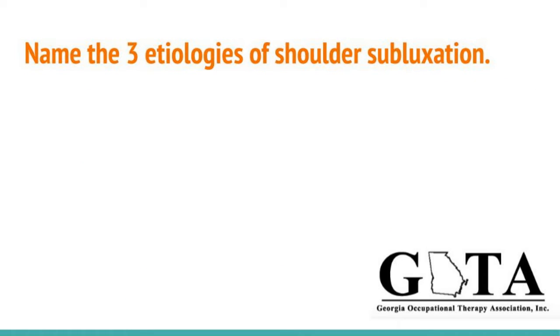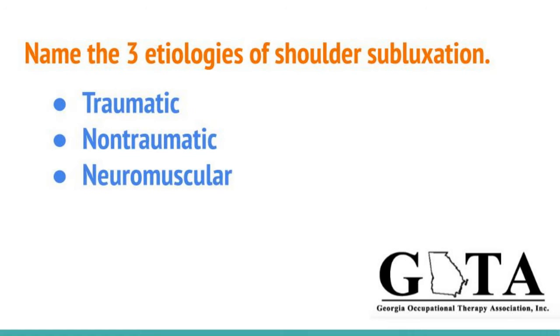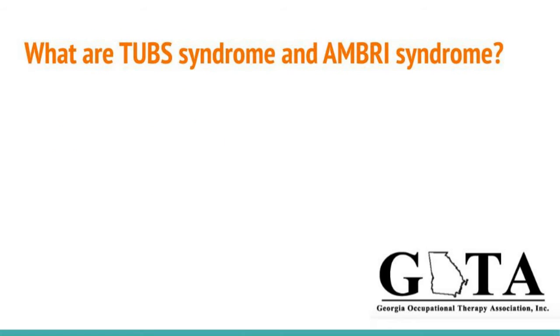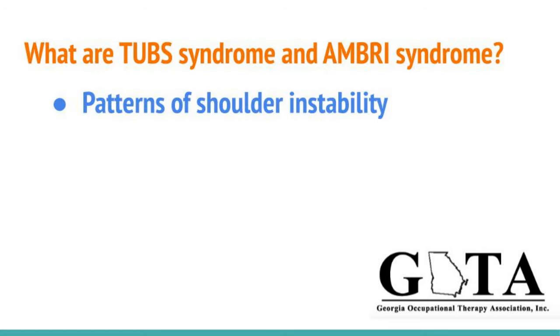Name 3 etiologies of shoulder subluxation. The 3 etiologies of shoulder subluxation are traumatic, non-traumatic, and neuromuscular. What are Tubbs syndrome and AMBRI syndrome? Tubbs syndrome and AMBRI syndrome are patterns of shoulder instability.